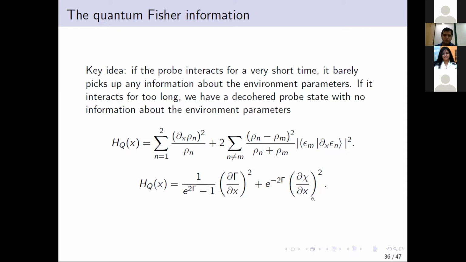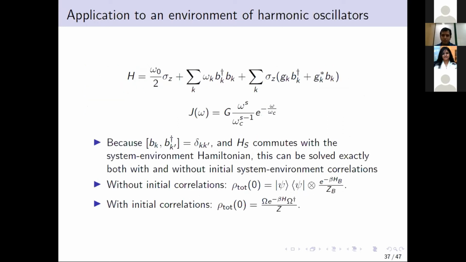What you find is a beautifully simple result. If you did not take the correlations into account, you only have this term. That's it. If you add the correlations that existed before the system's probe state preparation, you get an additional term. Note that this is always positive. So you automatically pick up more information, as we expected, if you take the probe environment correlations into account.